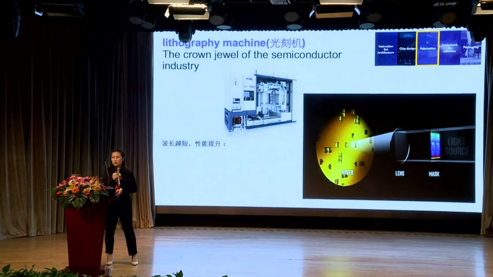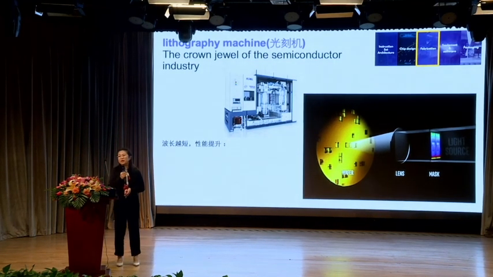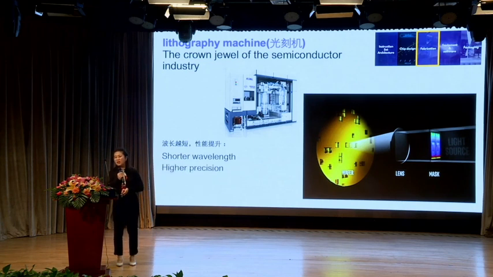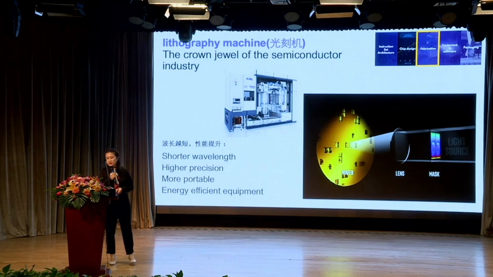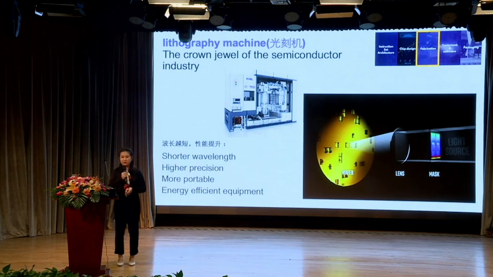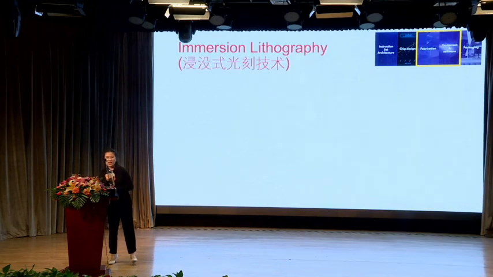To produce lithography machines, people have been looking for shorter light sources. The shorter the wavelength, the higher the precision that can be achieved. And portable and energy efficient equipment will be produced using these high precision chips. So how to get shorter wavelengths is a good question for students. Let's see how engineers think about it.